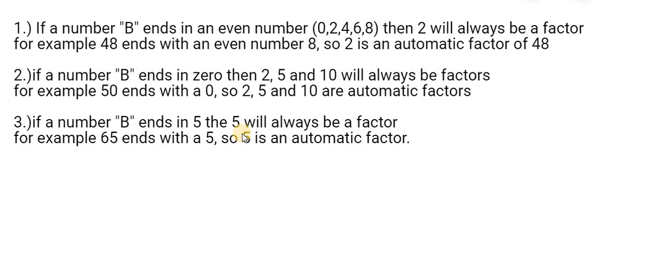And the third one, if a number b ends in 5, then 5 will always be an automatic factor. For example, 65 ends with a 5, so 5 is an automatic factor of 65, so there are no checks necessary.